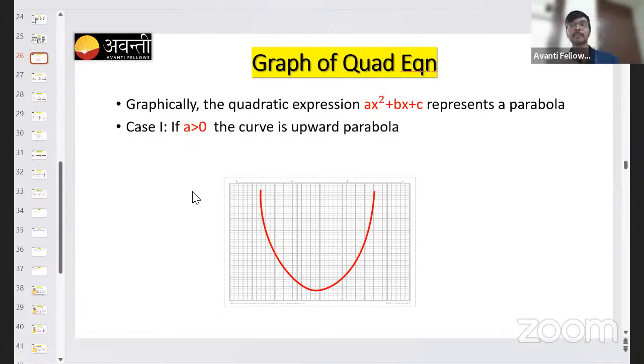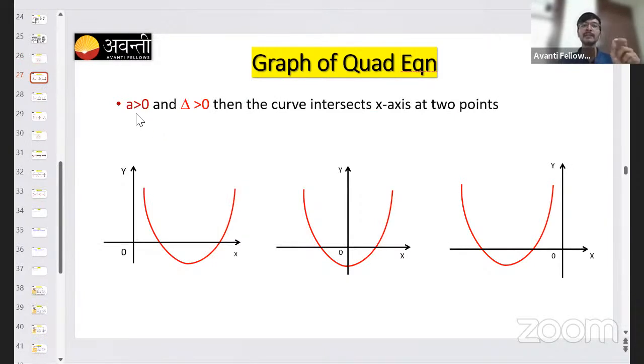Now, nature of roots, we had three conditions. The first condition is a greater than 0, and delta greater than 0. That means discriminant greater than 0. Discriminant greater than 0 means the quadratic equation will have two roots, and that means it has to cut the x-axis two times. So the graph can be any of the possibilities. It can be on the right side, it can be between, or it can be on the left side. But it has to cut the x-axis at 2 points.